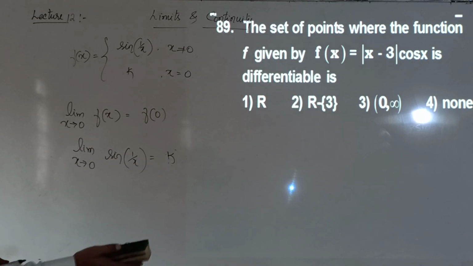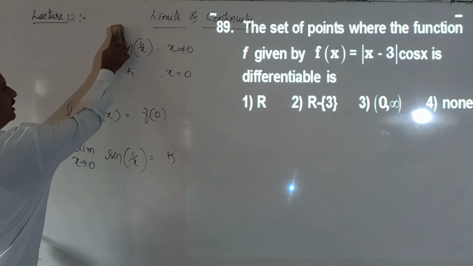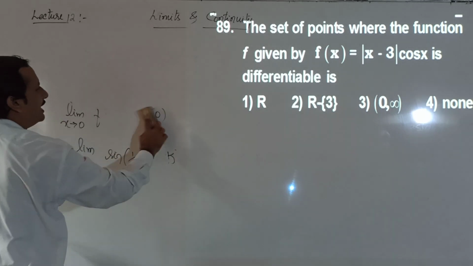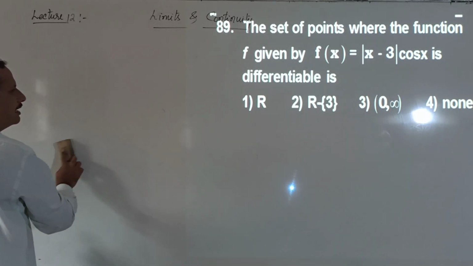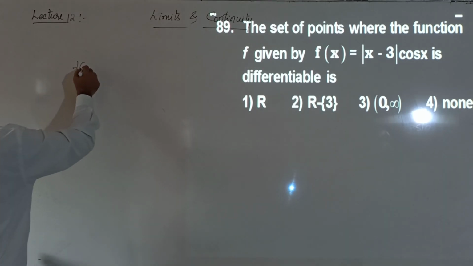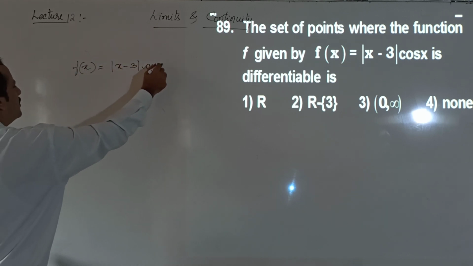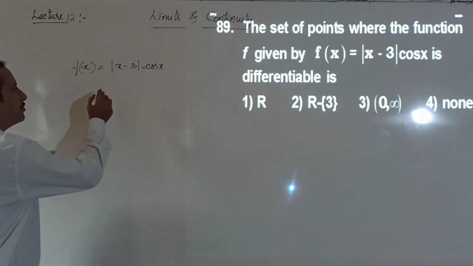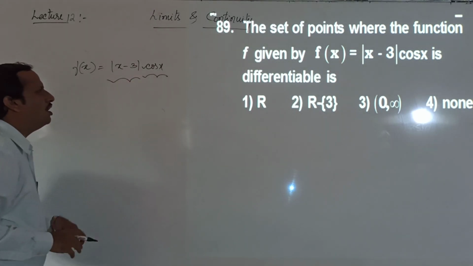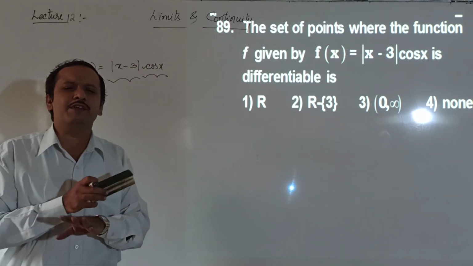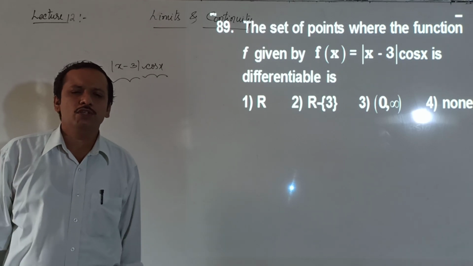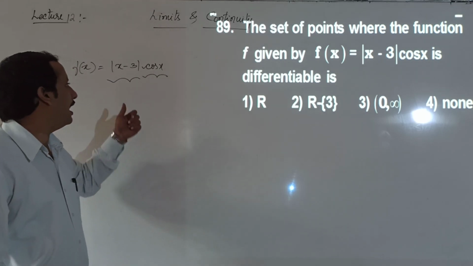89th question. The set of points where the function f given by f of x equals mod x minus 3 into cos x is differentiable is. Observe here, f of x is equal to mod x minus 3 into cos x. It's a product of two functions, mod x minus 3 and cos x. Cos x, as we know, is differentiable everywhere, throughout its domain.